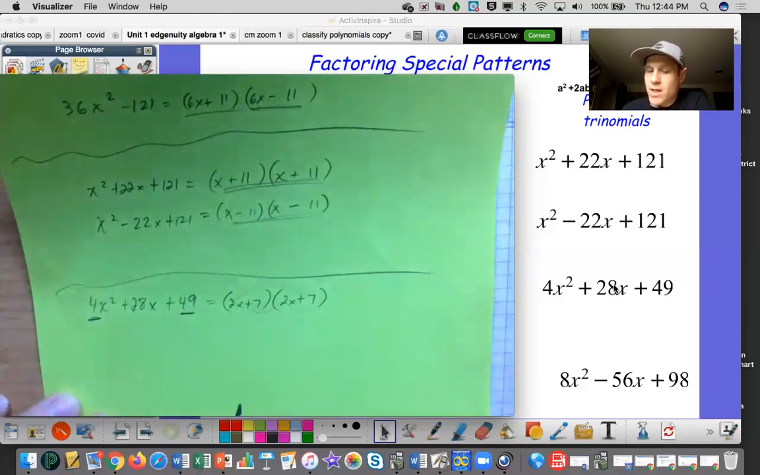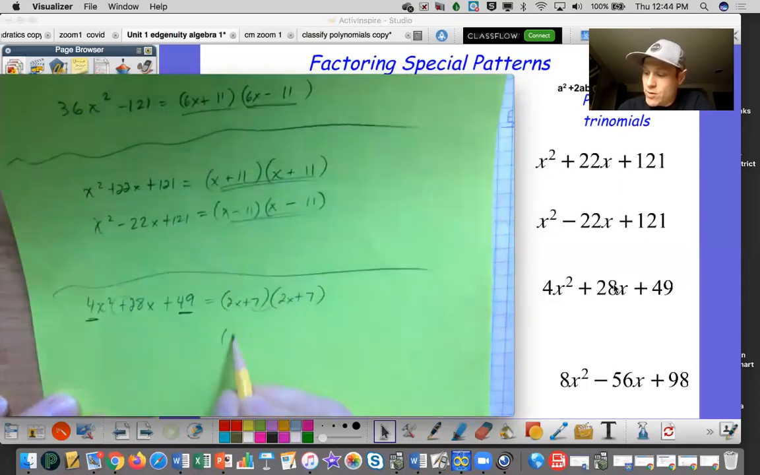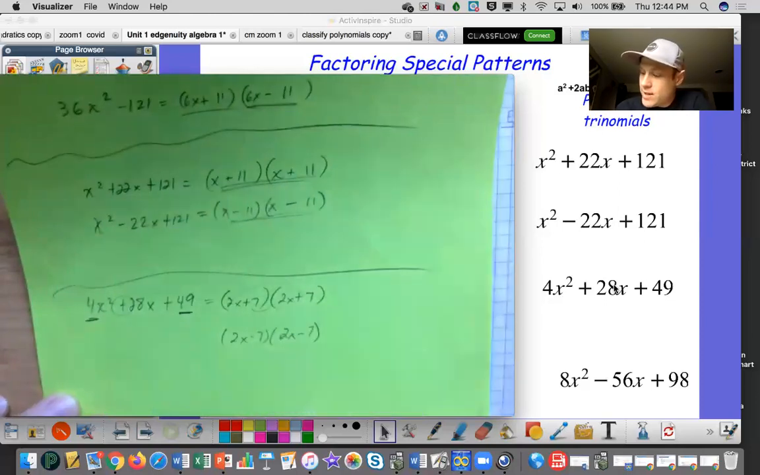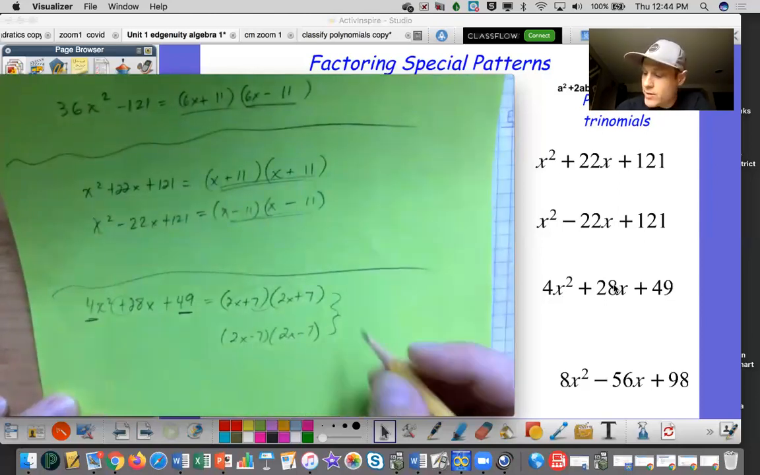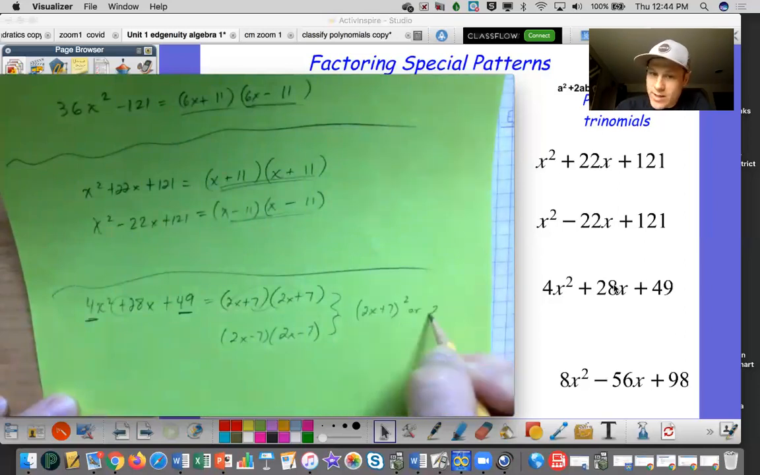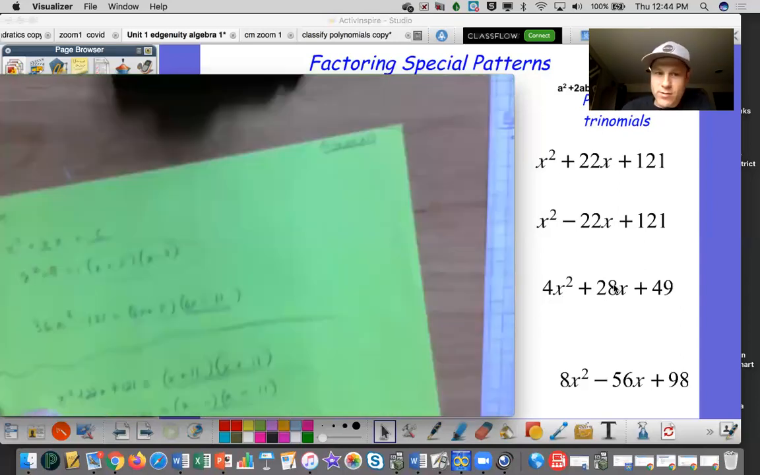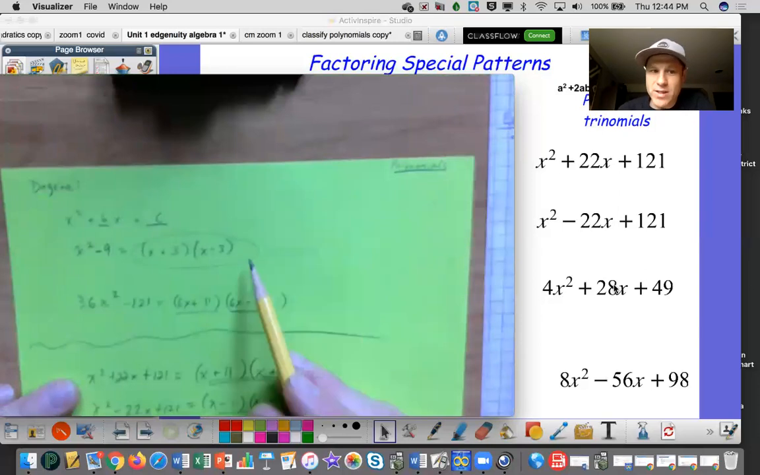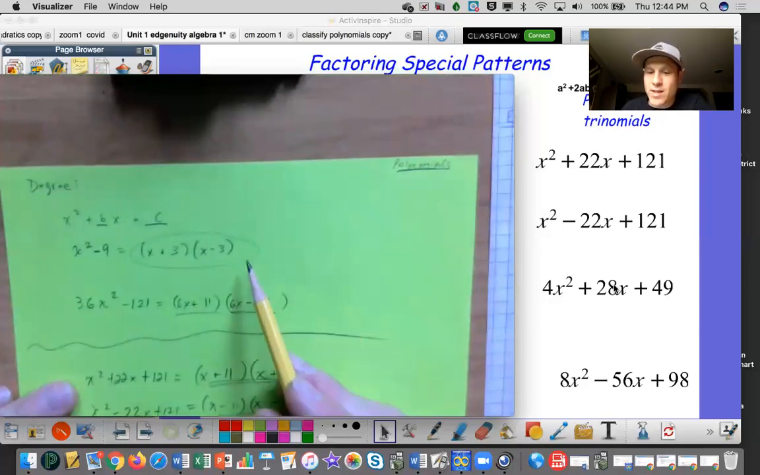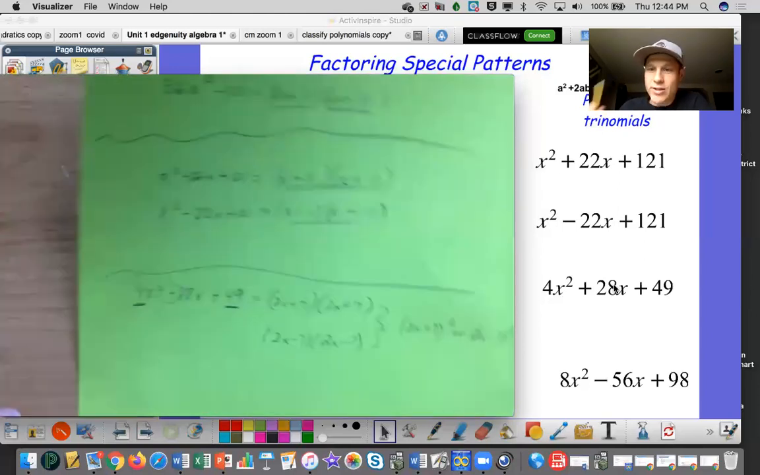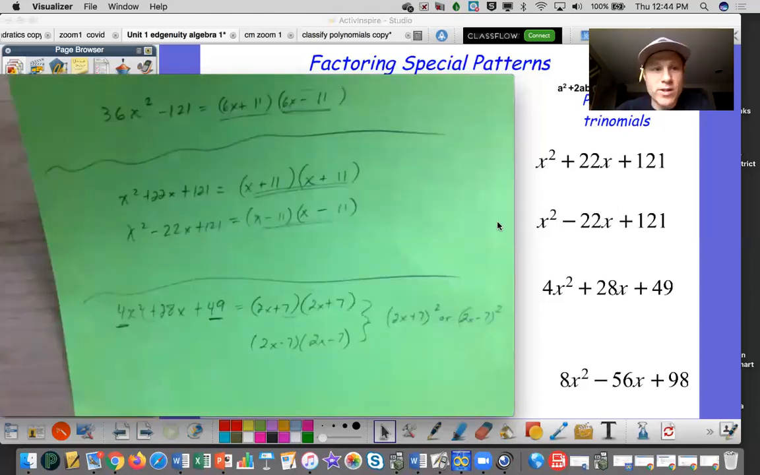So if this was a minus 28 right here, then we'd have to change it to 2x minus 7 and 2x minus 7. You're probably going to see these written as 2x plus 7 squared or 2x minus 7 squared. Whereas up top here with the difference of squares, you can't rewrite these like that because they're not the same. So hopefully this helps you with some of the special patterns and the degree stuff with exponents.